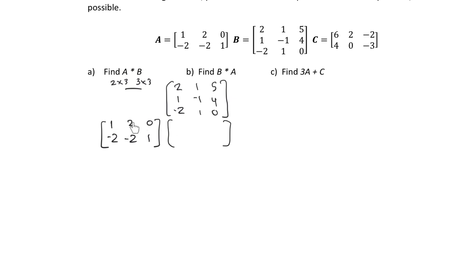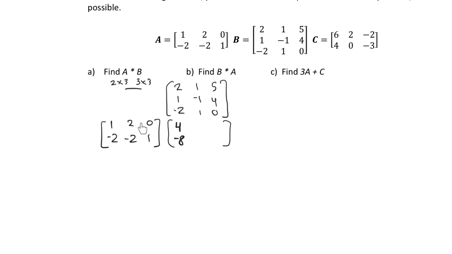This entry is a combination of this row combined with that column. We're going to have 2, and then 2 times 1 is another 2, and then 0 times negative 2 is 0. So 2 plus 2 plus 0 is 4 here. This row in this column, so this is negative 4, negative 2, and negative 2 makes negative 8.